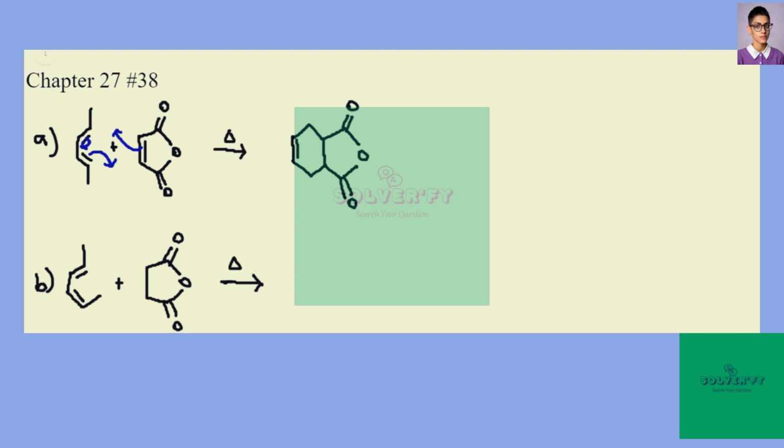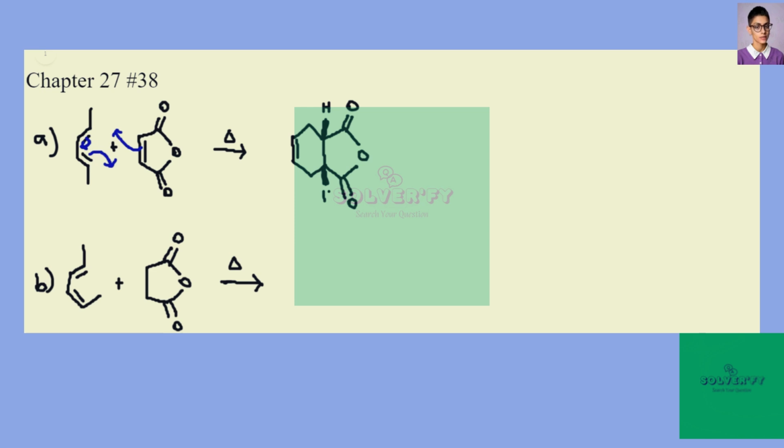And now we do need to account for the stereochemistry around this ring. And as we said, this is a suprafacial cycloaddition. And so what we're going to see is both of these hydrogens there'll be cis for A.